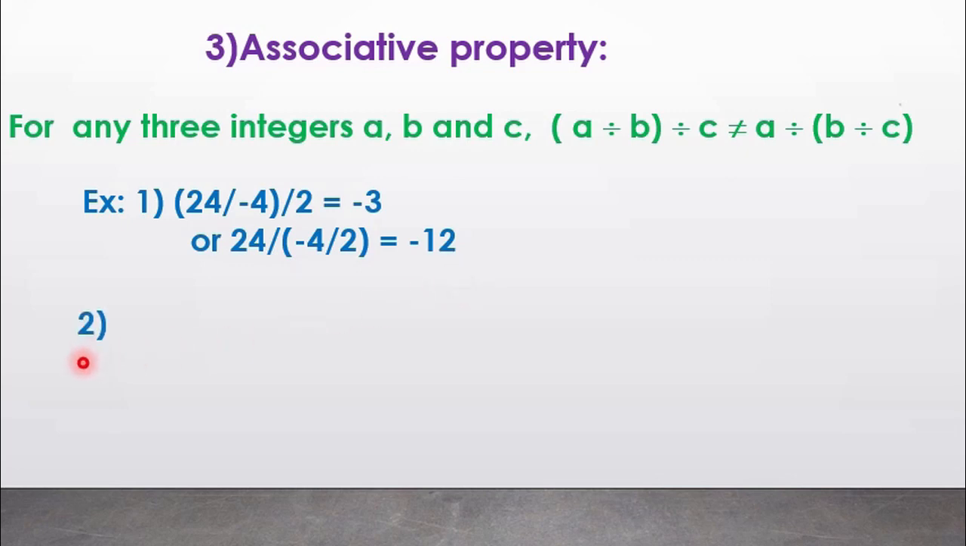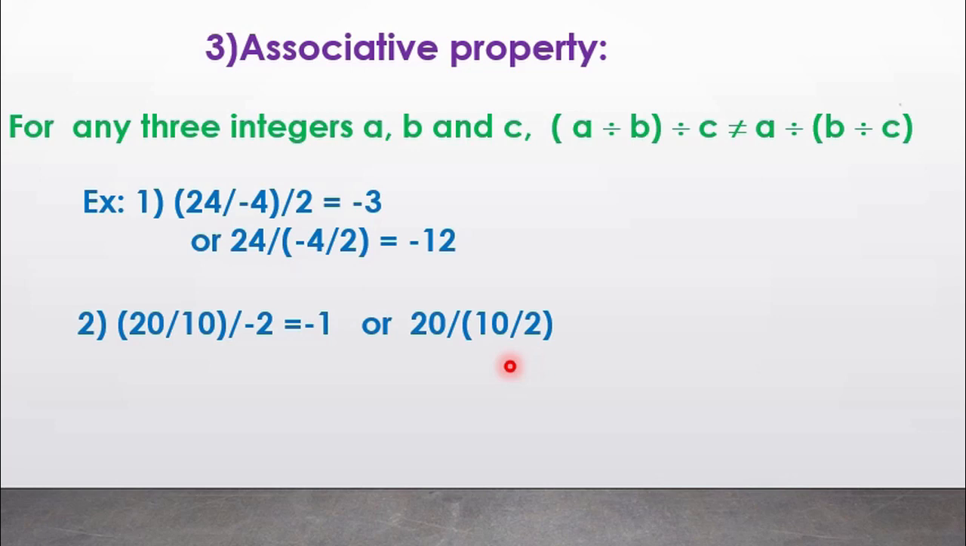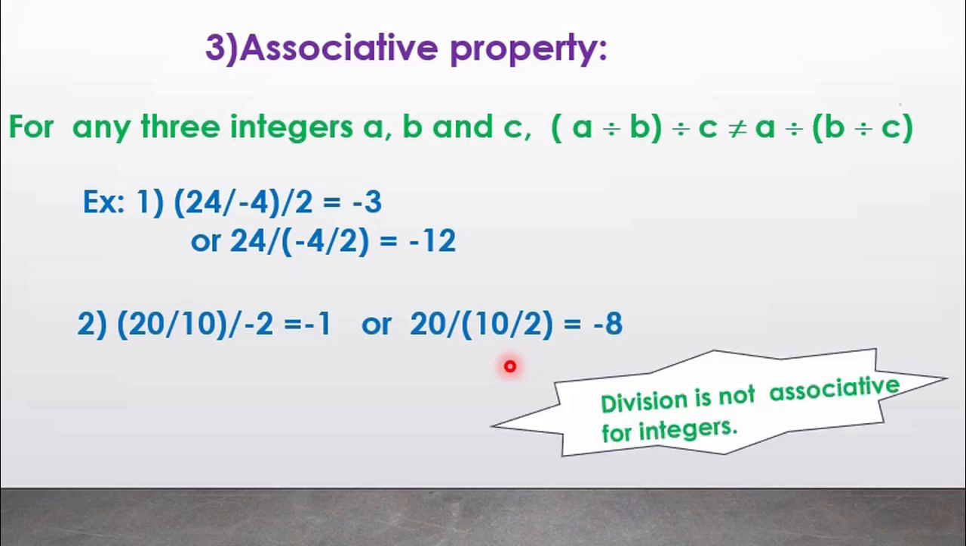Another example, in the bracket 20 divided by 10, divided by minus 2 is equal to minus 1, or 20 divided by, in the bracket, 10 divided by minus 2 is equal to minus 8. So division is not associative for integers.